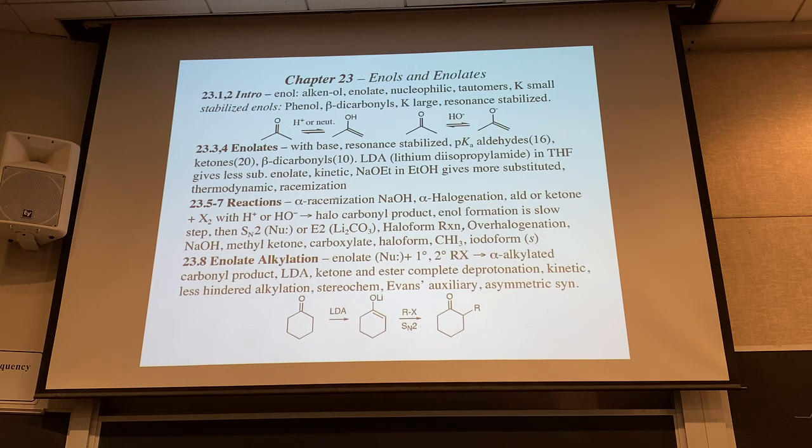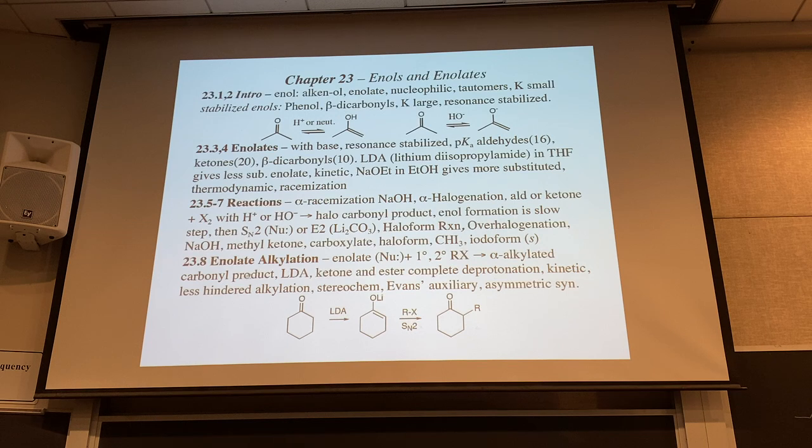We'll talk about racemization at the alpha position. We'll talk about halogenation here. The first reaction will be halogenation, yeah. So that'll be a new reaction. We'll form alpha halo carbonyl compounds, and then we'll do some reactions with those.